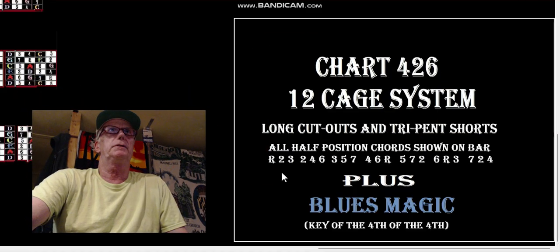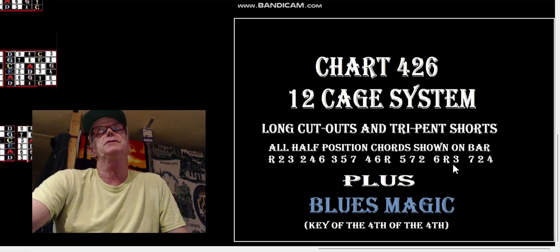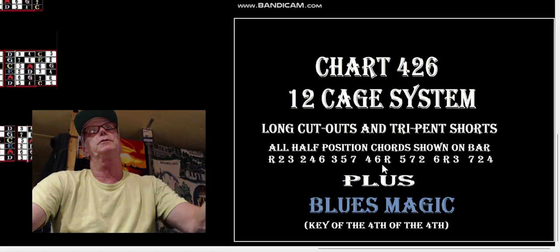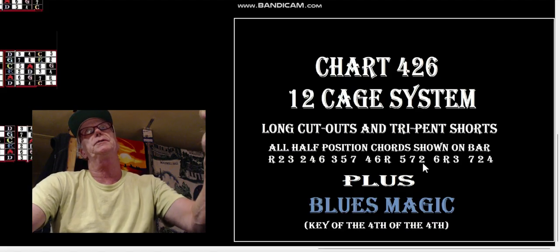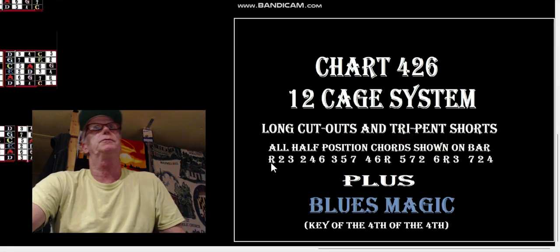Okay, I'm over here now. Root 2, 3, 2, 4, 6, 3, 5, 7, 4, 6 root. And there's 7ths too. There's 7ths for each one of these. 5, 7, 2 is Mixolydian, 6 root 3 is Aeolian. Okay, so we got root 2, 3, 2, 4, 6, 3, 5, 7, 4, 6 root, 5, 7, 2, 6 root 3, 7, 4, 2, and back to root.